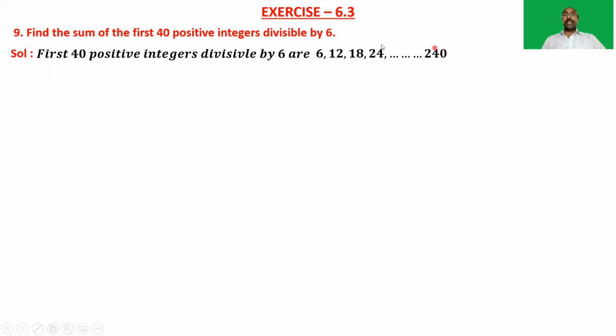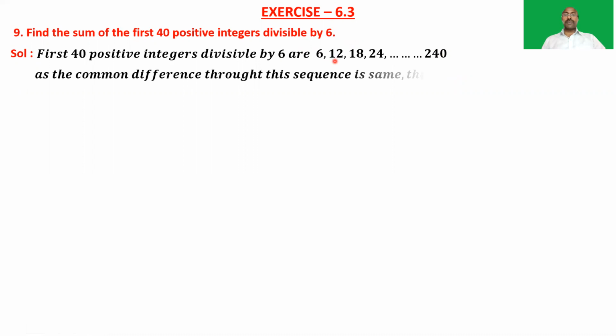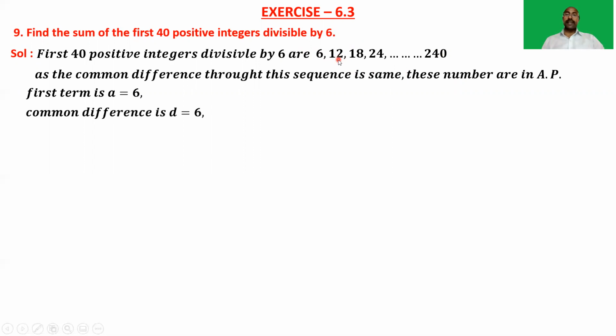So now these terms are in AP because the difference throughout the sequence is equal to 6. As the common difference throughout the sequence is same, these numbers are in arithmetic progression. And the first term is a equal to 6. Common difference d is equal to 12 minus 6, which is again 6. And the number of terms in this progression, we are finding first 40 positive integers, so the number of terms n is equal to 40.